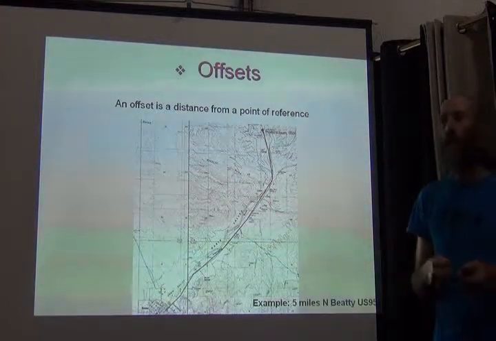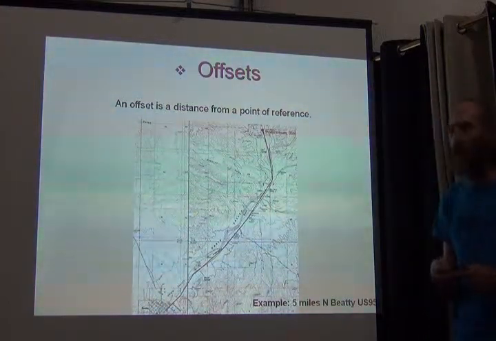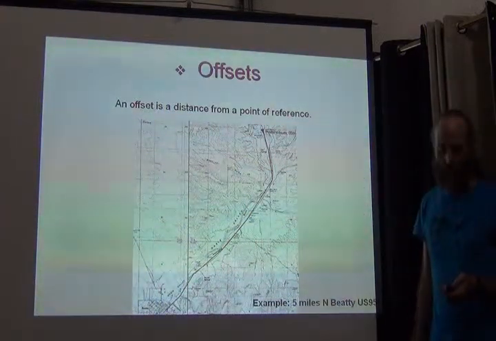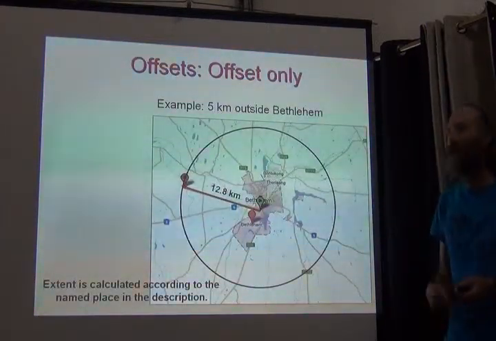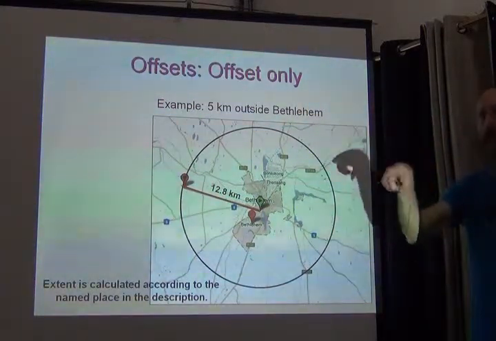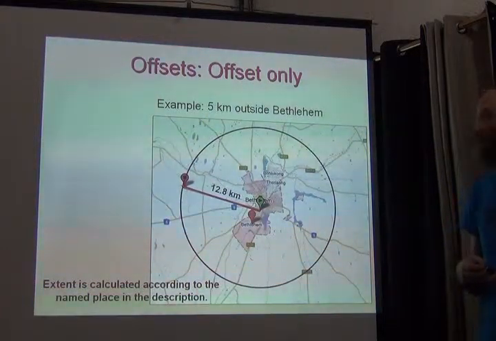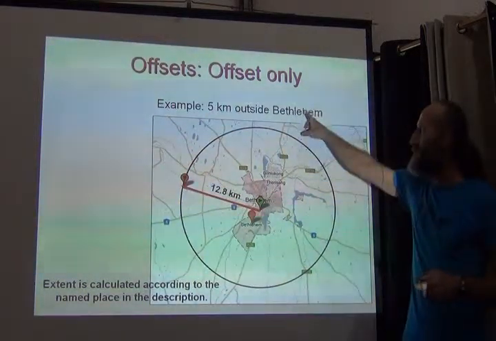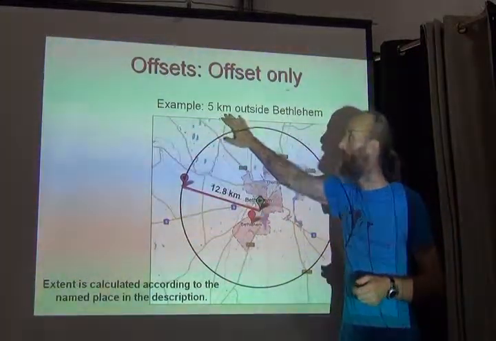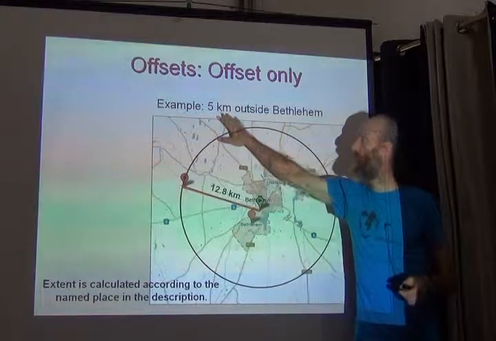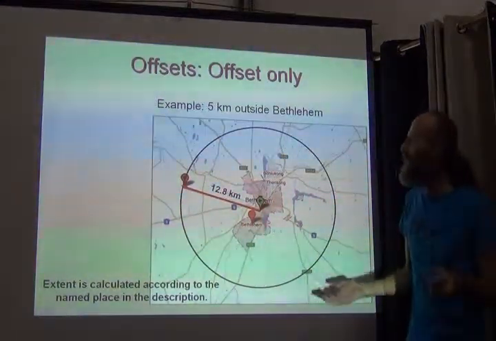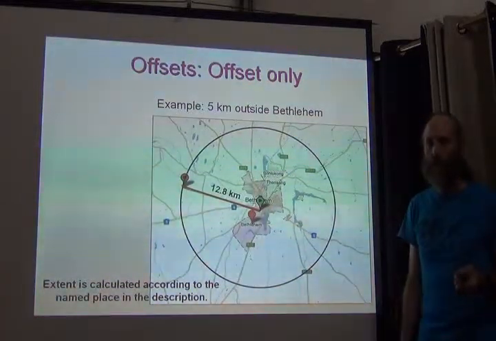Then we get into the concept of offsets, which I described already in a talk. Simply speaking, they are the distance from a point of reference. And so we have examples of localities, locality types. Now we're into a different color in the quick reference guide, where offsets appear, where we have some kind of a distance in the description. So this example is an example where there is a distance, but there's no direction given. It's just 5 kilometers from Bethlehem.